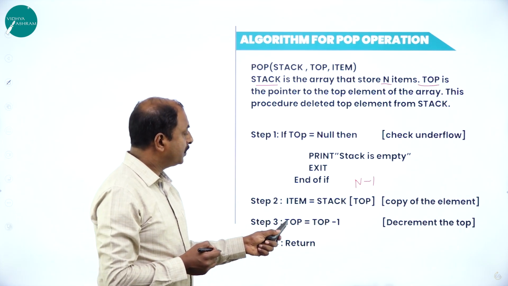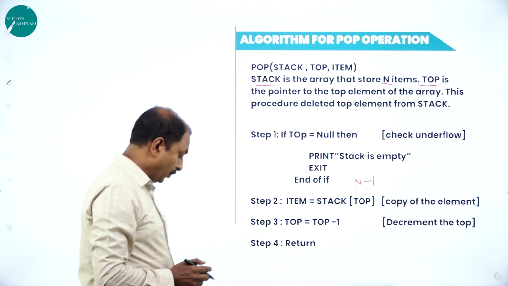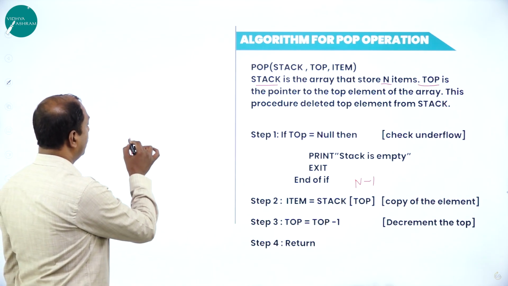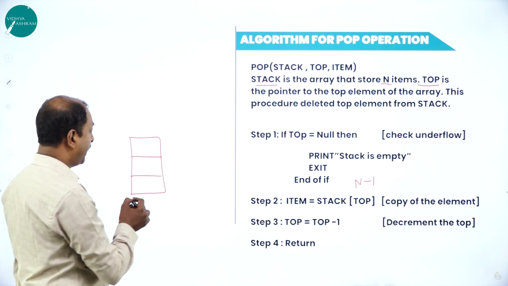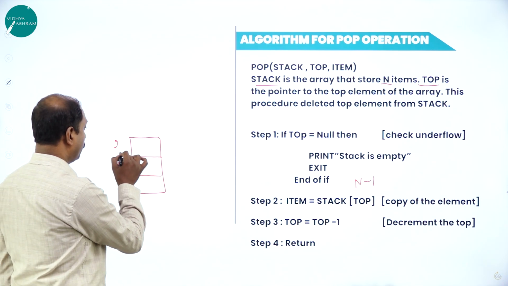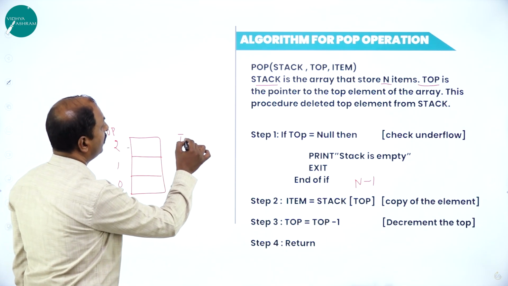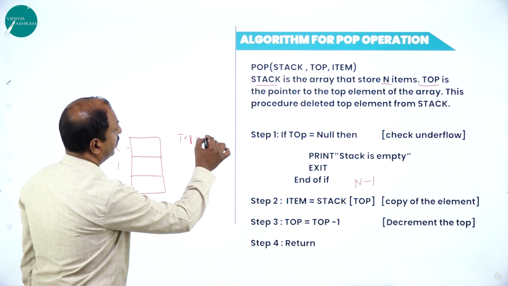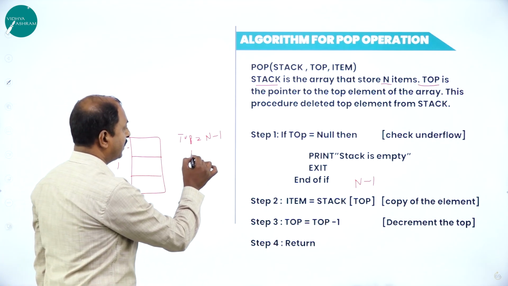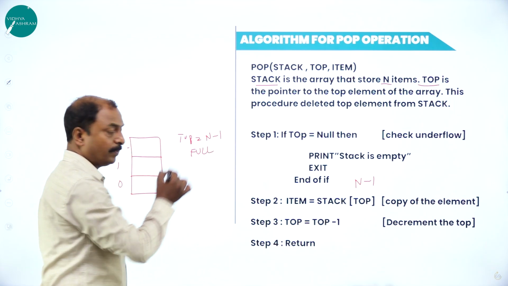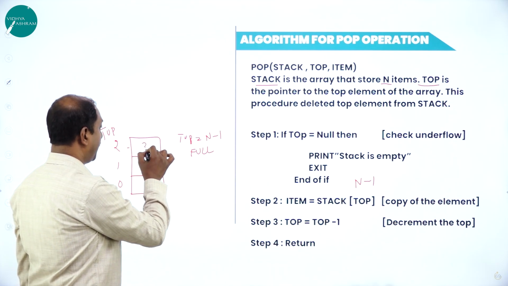Next, we have to move the pointer from top to top minus 1. The meaning here is, look at the example here. Suppose, as we have seen the example, this is a stack and here index 0, 1, 2. And this is the top pointer and this is top equals n minus 1. Condition where we can say stack is full. In this example, for example, these are the data items.